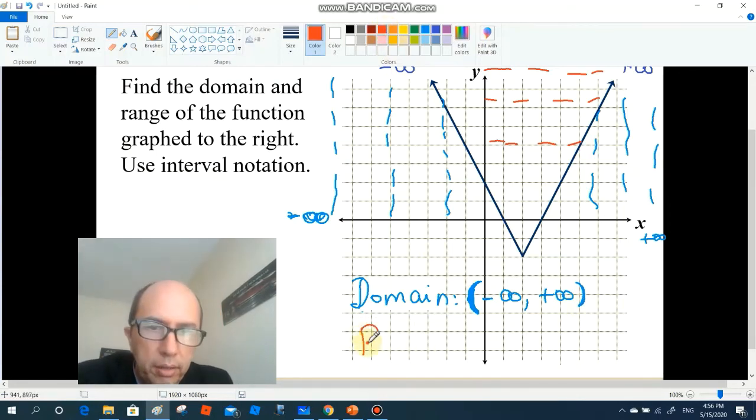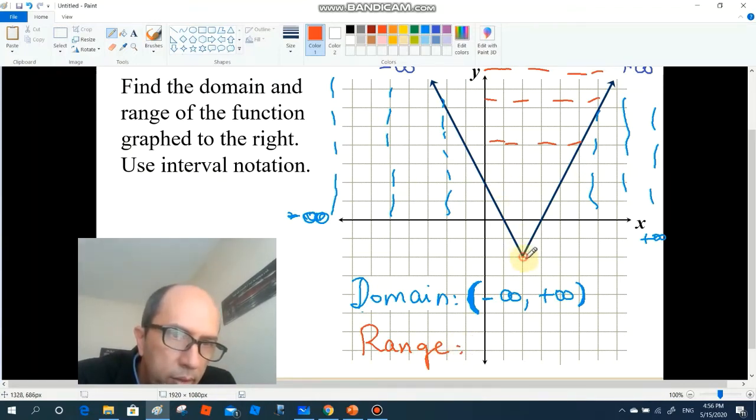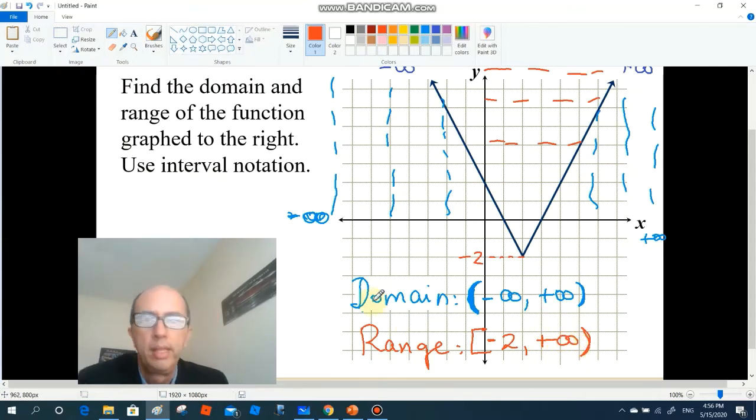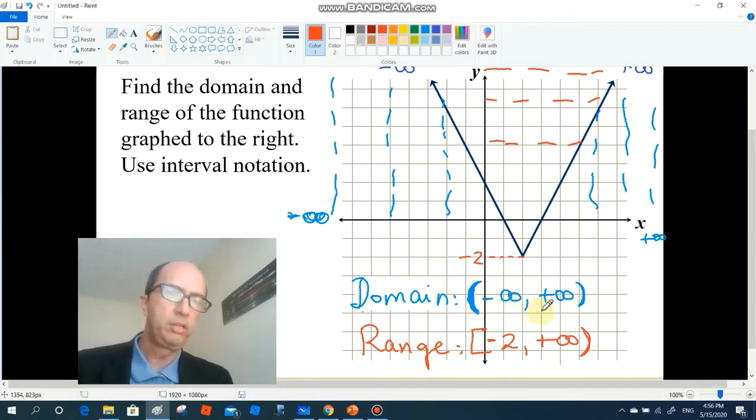And the range, the lowest point of the graph is this one, right? Which is -1, -2. And it goes all the way to positive infinity. And here parentheses. So domain from negative infinity to positive infinity, and range from -2, included -2. This bracket here means that -2 is included, all the way to positive infinity.